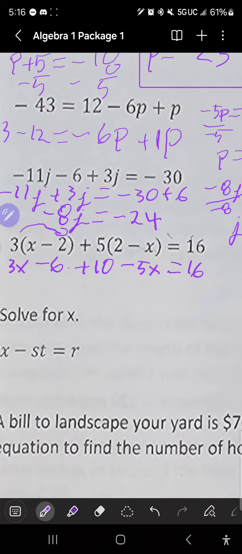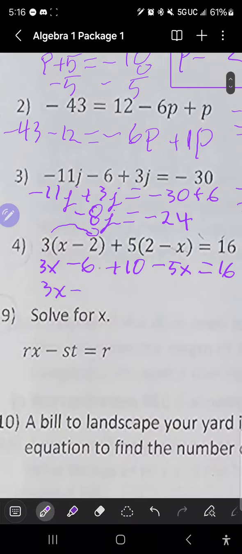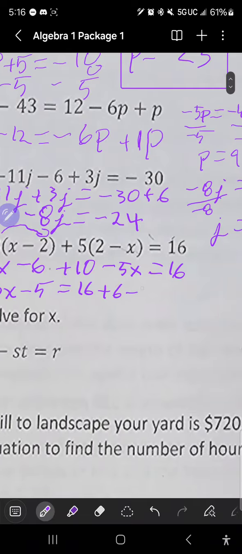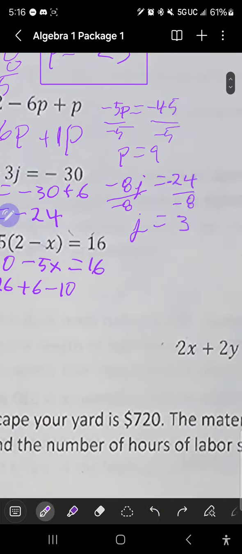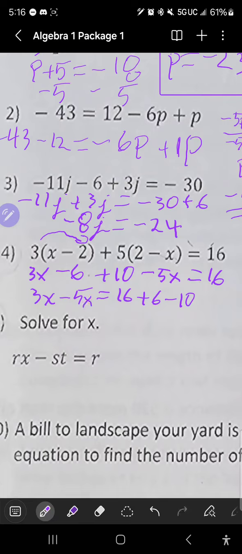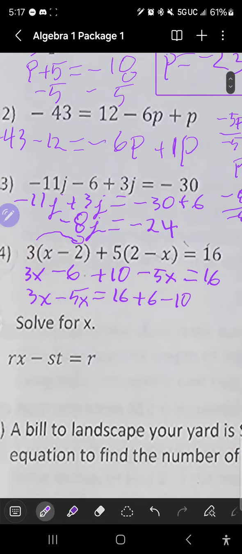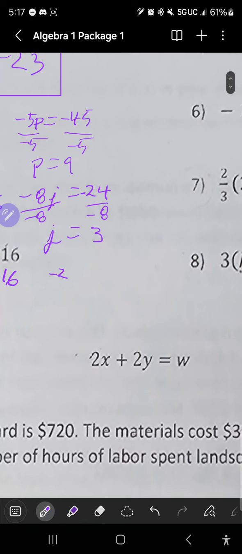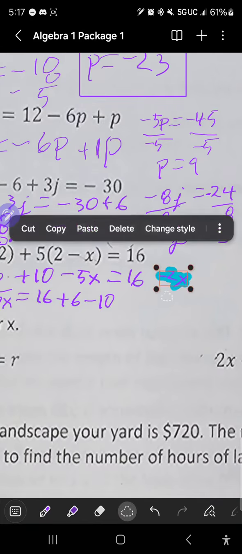So we get 3x minus 5x equals 16, since it was already there, plus 6, since we want to get rid of the 6 by adding 6, minus 10, since we want to get rid of this 10 by subtracting 10. And we combine like terms. I'm sorry, I missed the x here. As I mentioned before, the 5 is greater than 3, and they have different signs. So we have 5 minus 3 equals 2, and since the 5 has the negative inside, our result is going to be negative 2x, since we have to keep the variable.